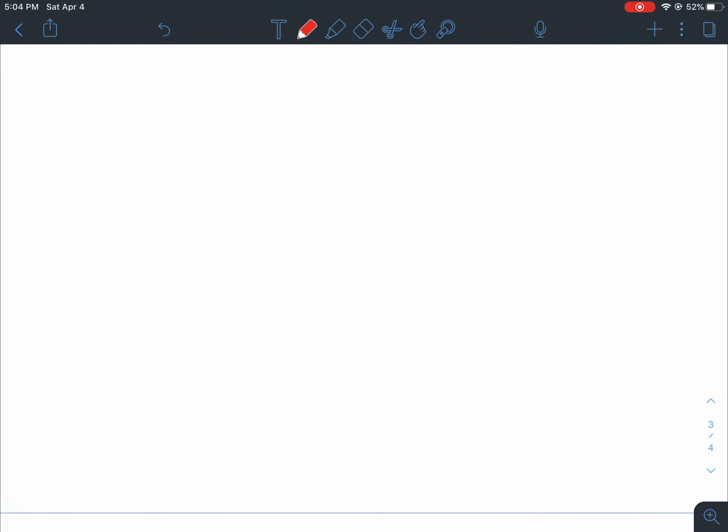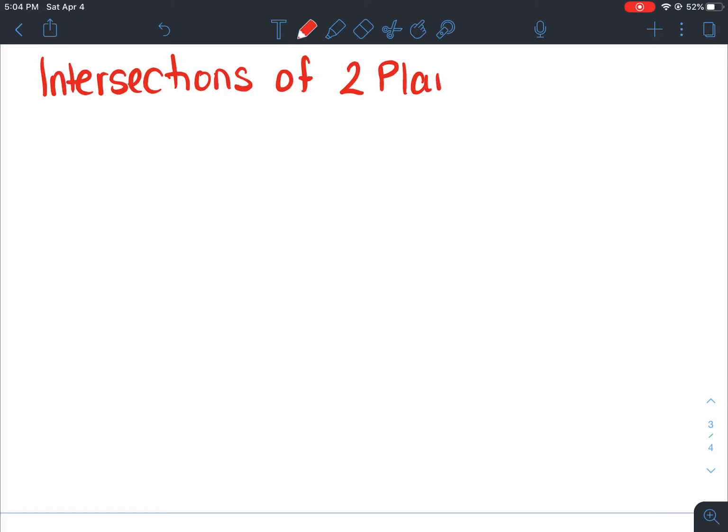And we also did, the very last day, intersections of 2 planes. And we found out that there's 3 cases.